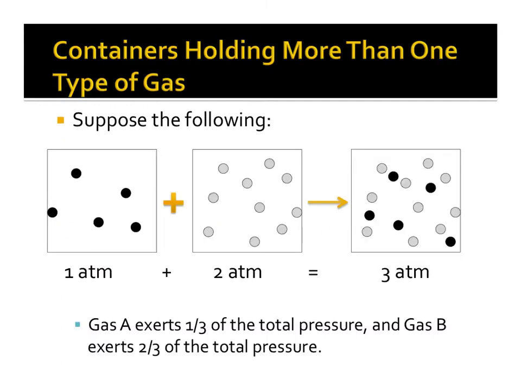So let's look first. Okay, in the following, we have 1 atm for gas A, 2 atm for gas B, and then when we've combined them, we have 3 atm because we've just added 1 plus 2 is 3. So gas A is going to exert 1/3 of the pressure. So if we look at this atm, the gas A is doing 1/3 of the hits, whereas gas B is doing 2/3 of the hits. So the amount of pressure per gas is proportional to its fraction inside that container.